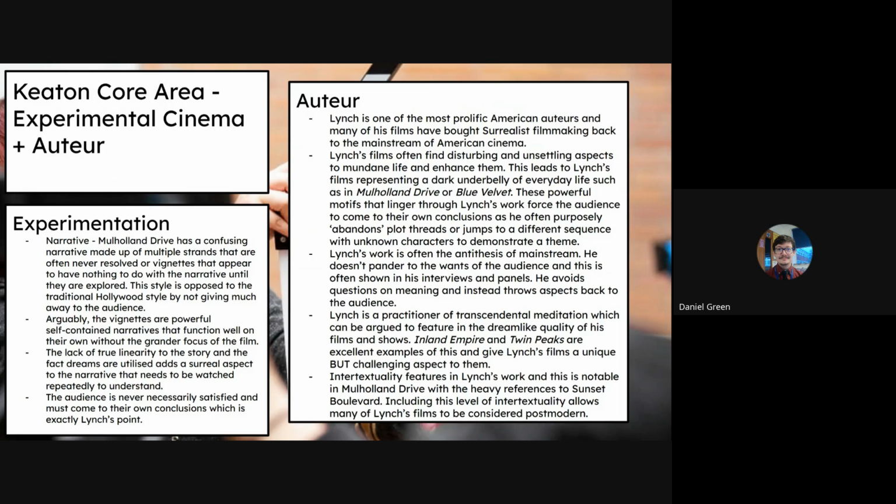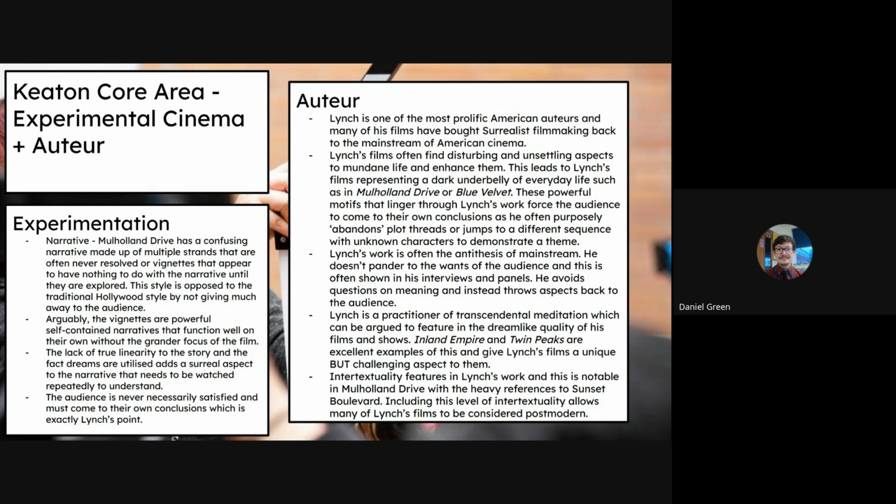Okay, and that brings me on to auteur theory when it comes to Lynch. He's probably one of the most prolific American auteurs, and probably my personal favorite director. I think he's fantastic. And a lot of his films have brought surrealist filmmaking back to mainstream American cinema. Without his work in pioneering that surrealist style and more experimental narrative, we wouldn't have films like Mulholland Drive, Inland Empire, and even shows like Twin Peaks that challenge us on a more existential level.